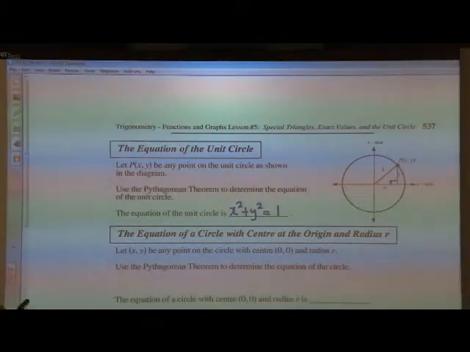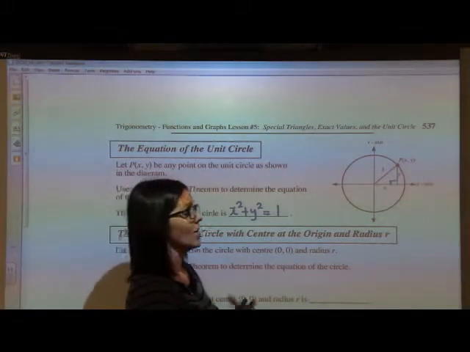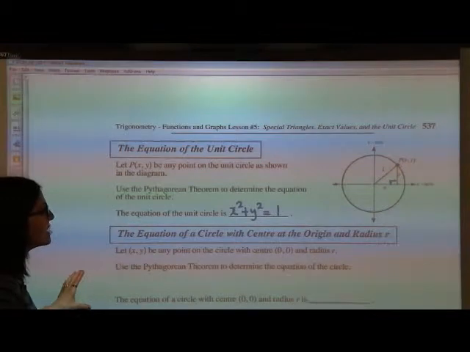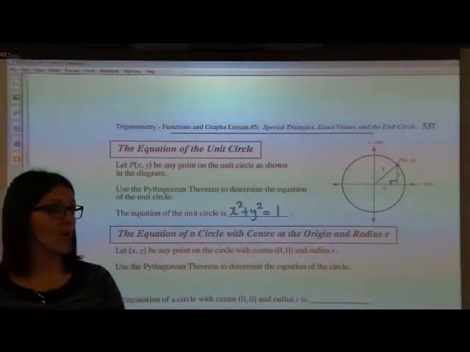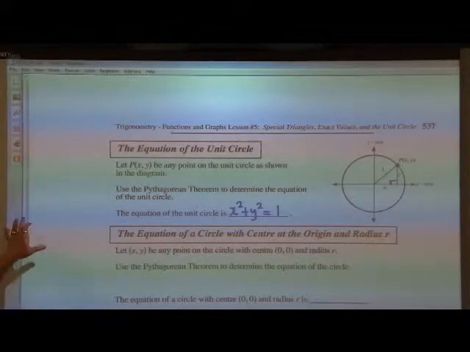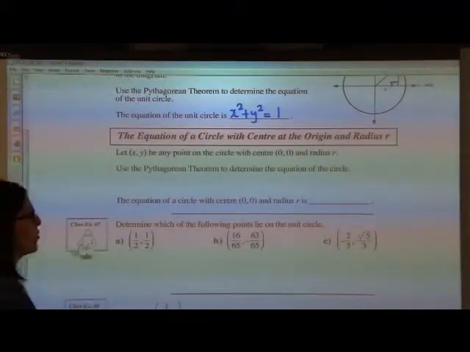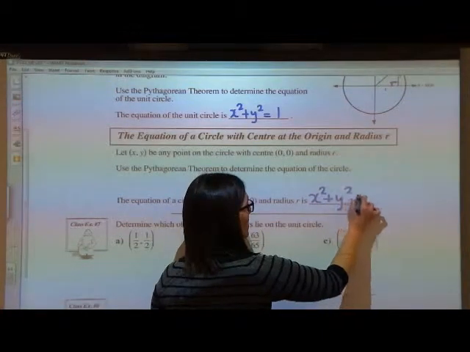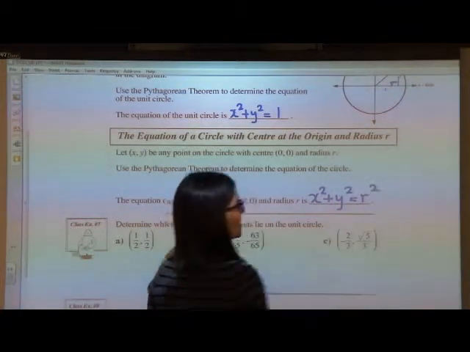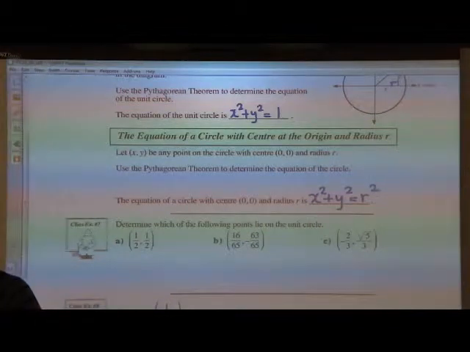Now suppose instead of it being the unit circle, it is any circle that has a center at the origin and a radius of r. What would I do to calculate the equation of the circle? It would be x squared plus y squared, instead of equaling 1, is going to equal r squared.